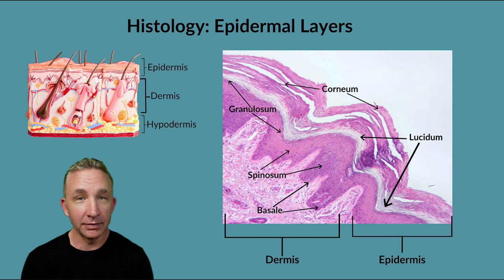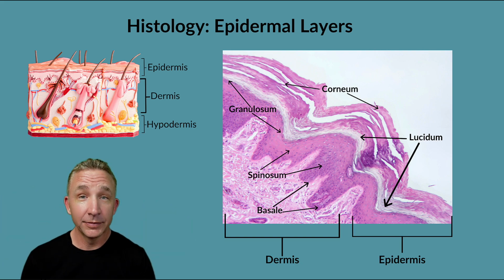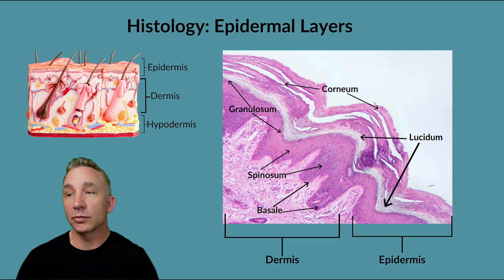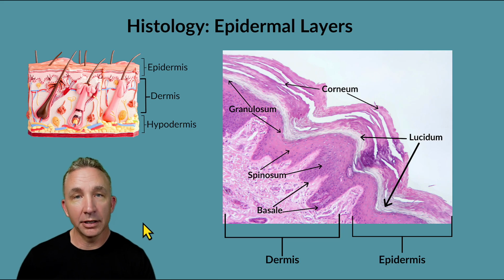Thick skin is 5 layers. We see that on the palms of my hands and soles of the feet. 4 layers in other areas. And what's unique to thick skin is lucidum. So as we go through these, we're focusing on the 5 layers and looking at lucidum.